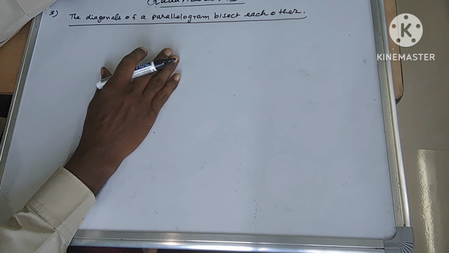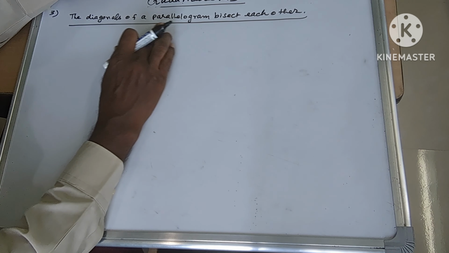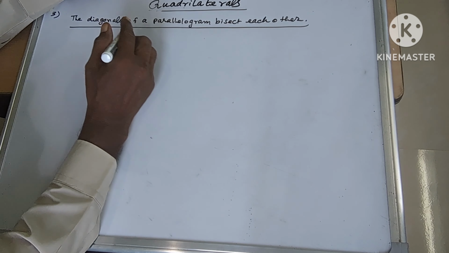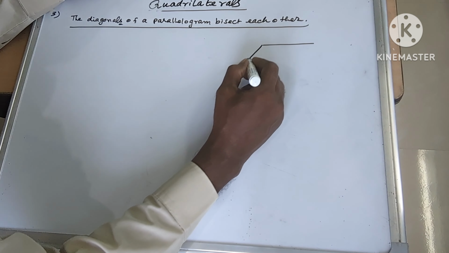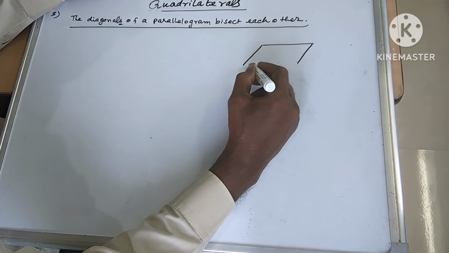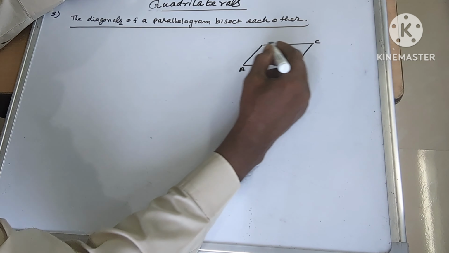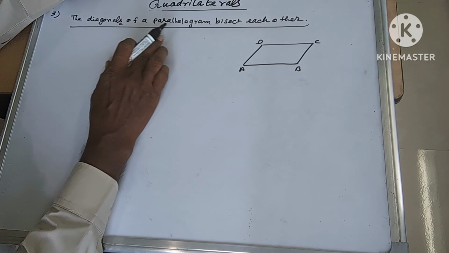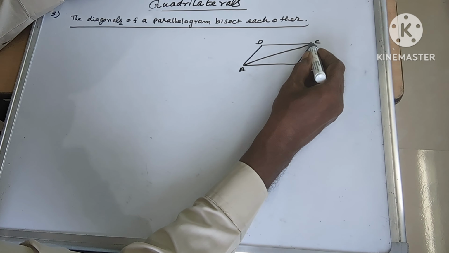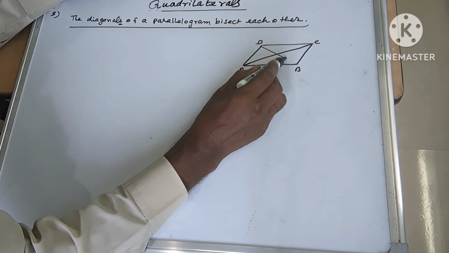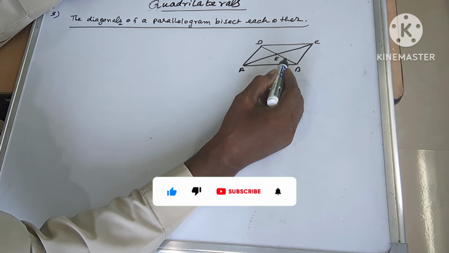Yes. Good morning, friends. Now in quadrilaterals, the diagonals of a parallelogram bisect each other. The diagonals, plural, so we have two diagonals. So this is the parallelogram ABCD. The diagonals of a parallelogram. So now we draw two diagonals. These two diagonals intersect at E.